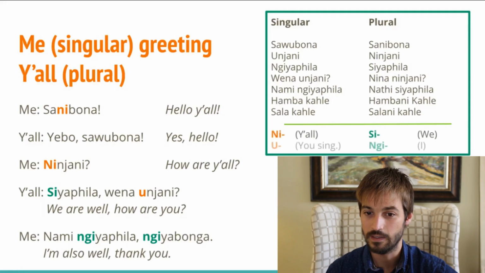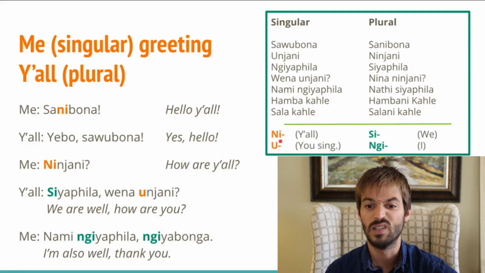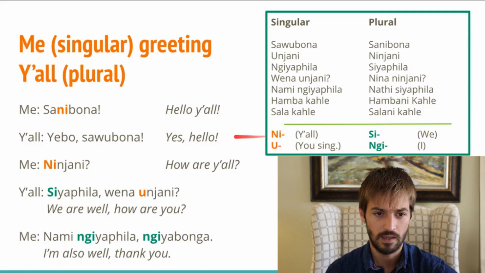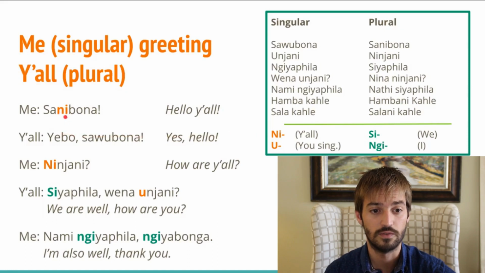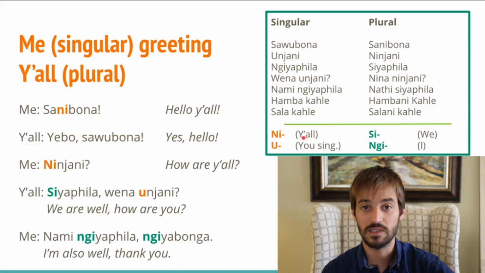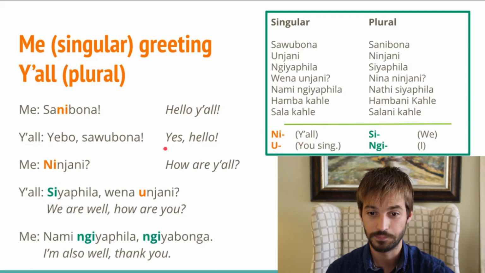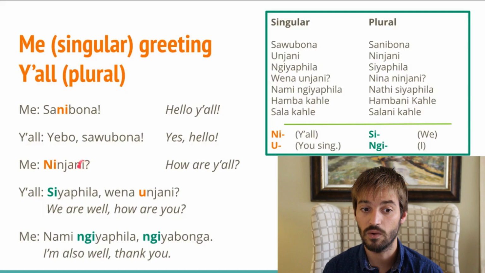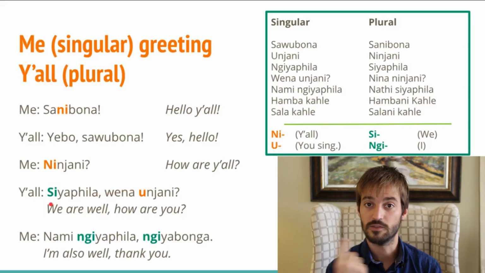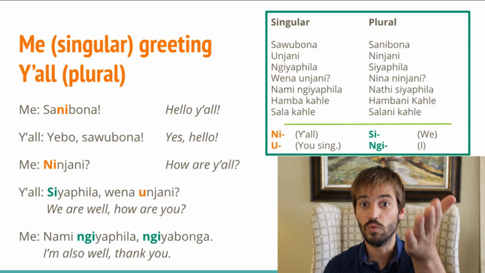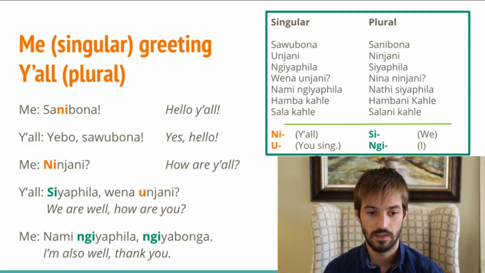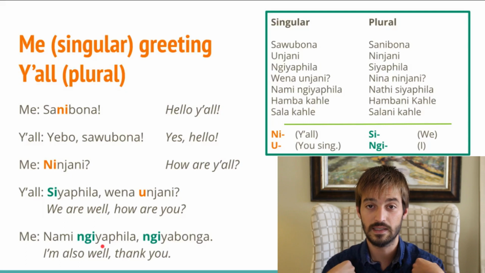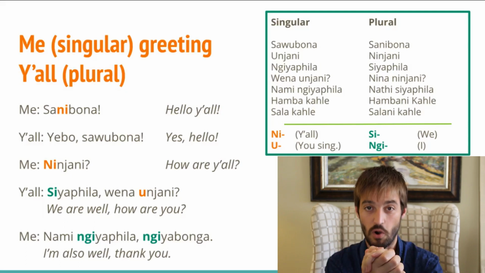Cool. And over here we have just some color-coded pronouns. First of all was ni, that was shown first. Ni is a little thing that means you all, y'all. There it is again. Ni, all of you, ninjani. How are all of you? Next we have si. Siyaphila. Wena unjani. U, you, singular. Nami, me too. Nami, ngiyaphila. Ngiyabonga.